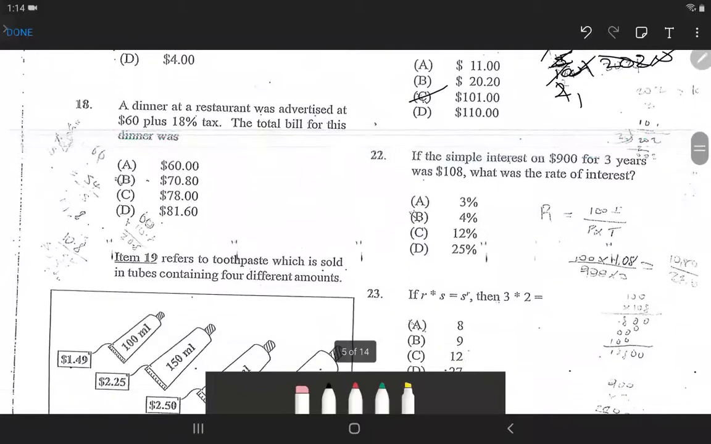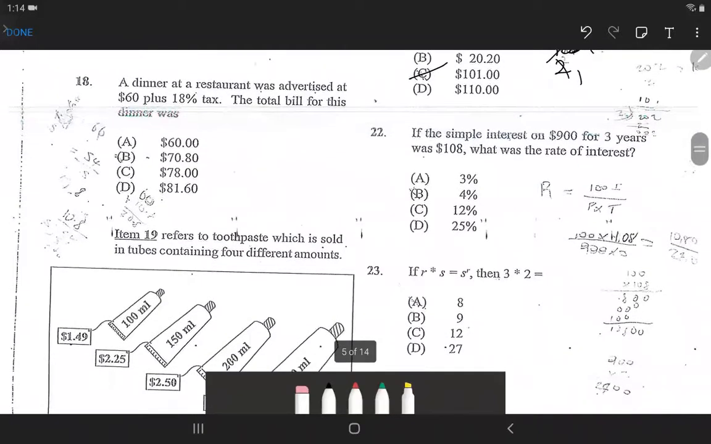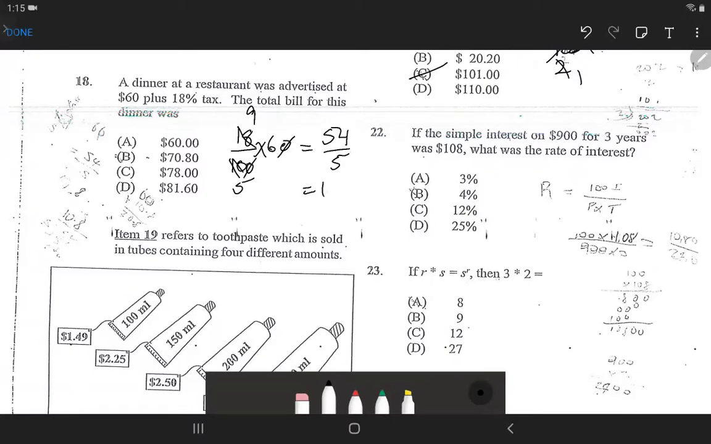A dinner at a restaurant was advertised at $60 plus 18% tax. The total bill for this dinner was, well, 18% of 60. Right, so you could simplify. 2 into this is 5. 2 into this is 9. So that is 54 over 5, which is equal to 10.8. So 10.8 plus 60 is 70.8, $70.80.